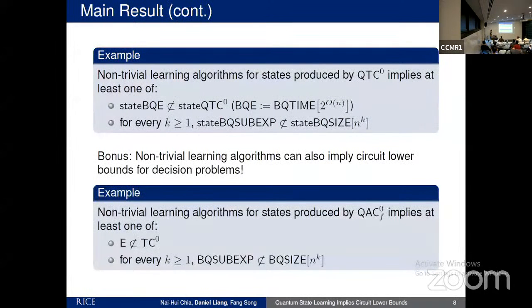As a bonus, I was talking about state complexity classes before, but we also proved things about decision problem versions, like the traditional complexity classes. But I actually won't go into this in this talk, though you can ask me about that later.